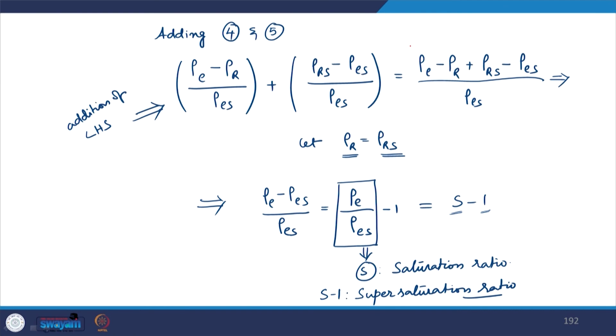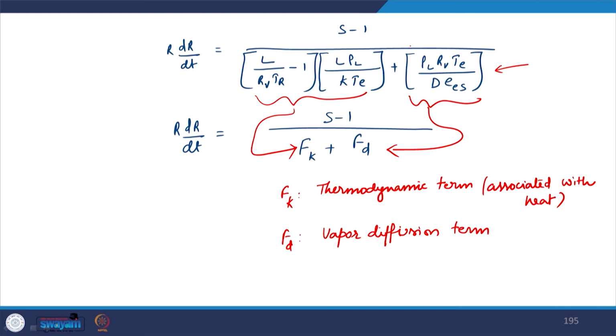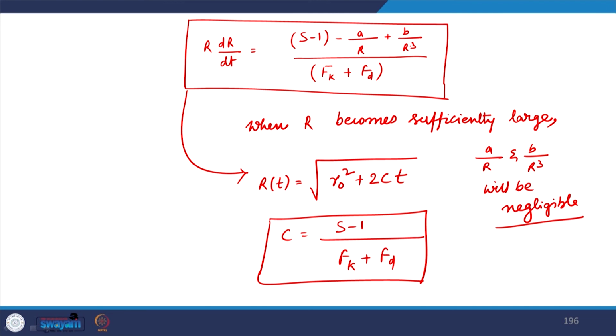So, eventually we algebraically simplified all these things, and then we realized the rate at which the radius of the droplet changes is equal to simply these two terms: S minus 1, the supersaturation ratio, divided by Fk plus Fd, where Fk is the thermodynamical term and Fd is the diffusion term, right. So, this concludes the discussion about the diffusional growth of a cloud droplet, how its radius changes with respect to time, right. So, we will stop here. I suppose you can understand this. Okay.